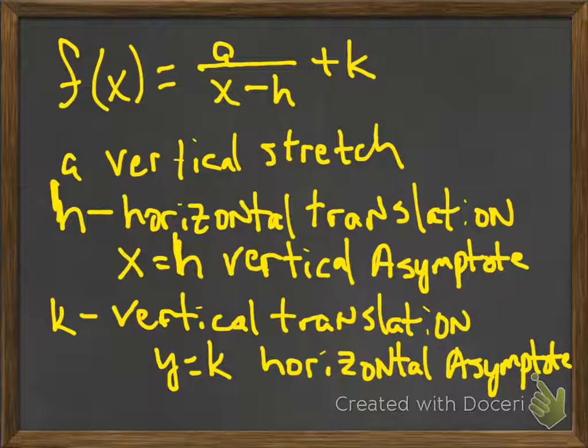h is a horizontal translation, and x equals h every time. In other words, if you set x minus h equal to 0, take the opposite of this h, you will have the vertical asymptote. The k is your vertical translation, how much you moved up or down, and y equals k will become your horizontal asymptote. So keep that in mind, how those form.